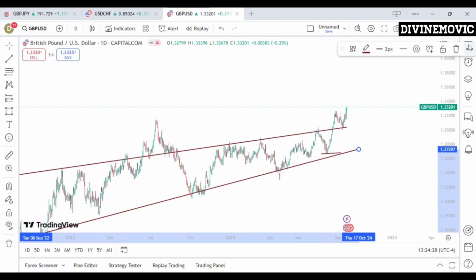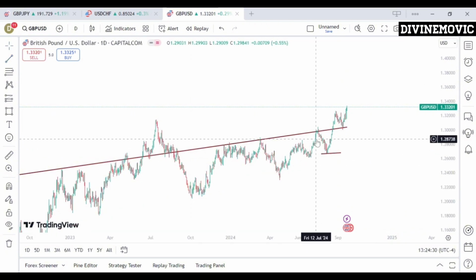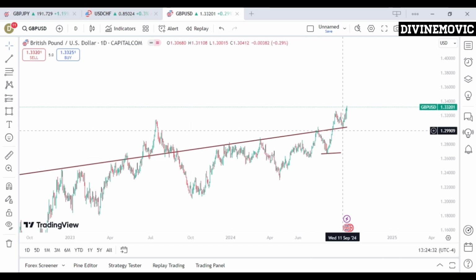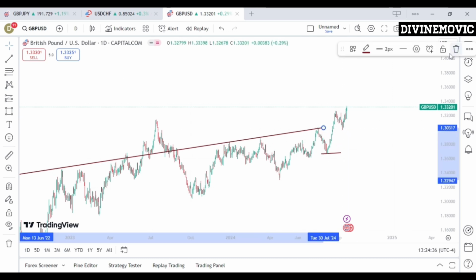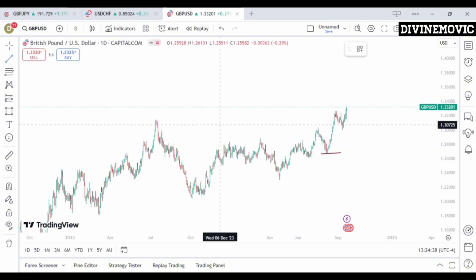And I'm going to remove this trend. On this trend, the last point where price made a reaction from is simply here, which means this point is also a key level. Let me remove this other trend. And here is simply a key level.